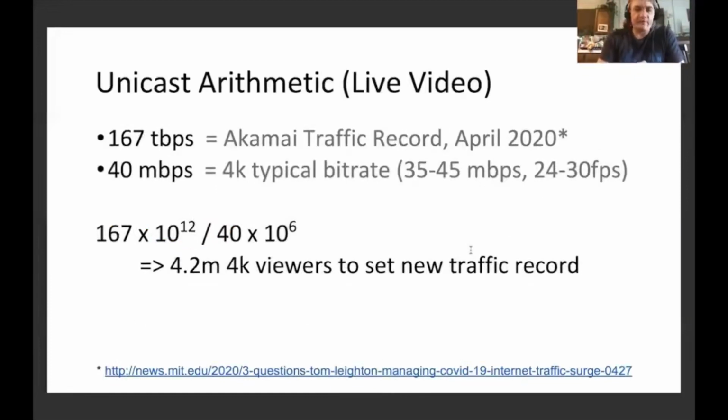But when you look at the same story on live video, we sometimes ship 167 terabits per second at our peak load. What can that accomplish if we're looking at 4K traffic? Well, a typical 4K bitrate is about 40 megabits per second, which is like the YouTube guidelines. When you divide that out, you end up with about 4.2 million viewers of 4K traffic that we can serve.